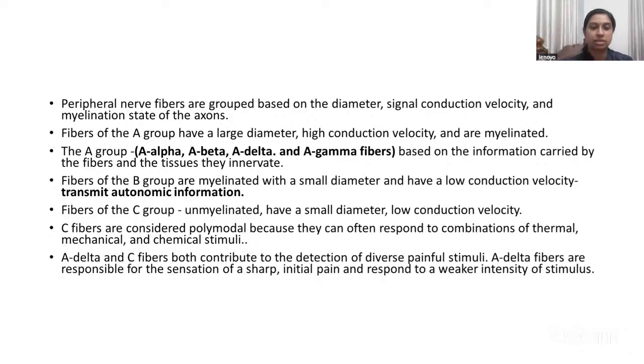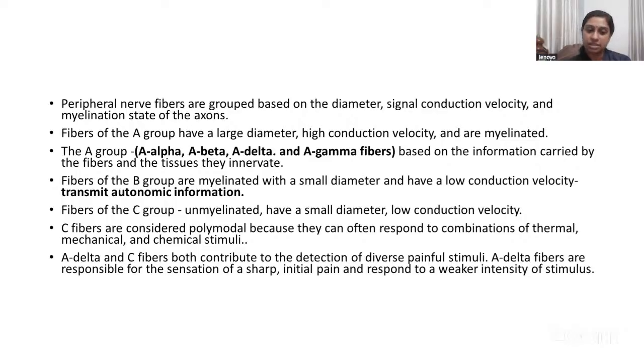Fibers of the A group have larger diameter, high conduction velocity, and they are myelinated. So A and B are myelinated. The A group is again subdivided into alpha, beta, gamma and delta fibers based on the information carried and the tissues they innervate. The fibers of the B group are also myelinated, somewhat smaller in diameter than A fibers, have low conduction velocity, and usually transmit autonomic information. The fibers of the C group are unmyelinated, with smaller diameter and low conduction velocity.